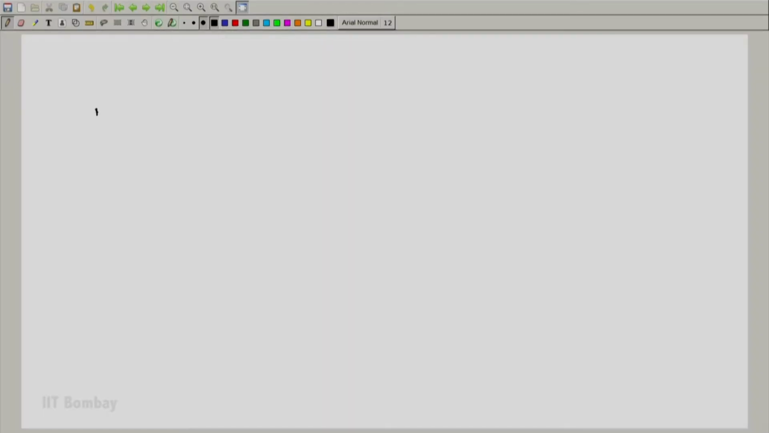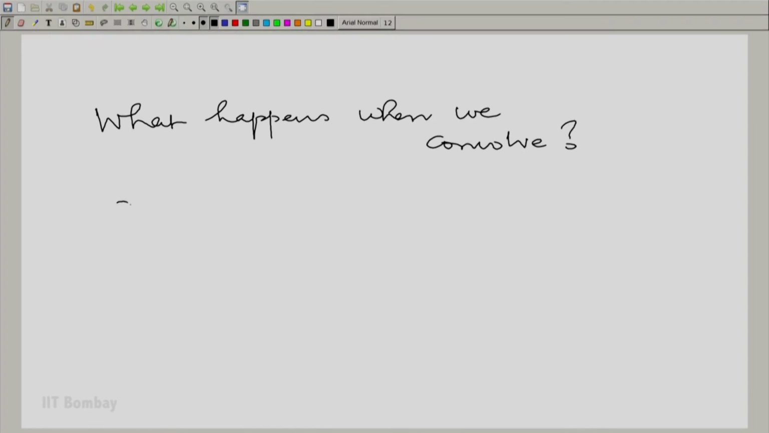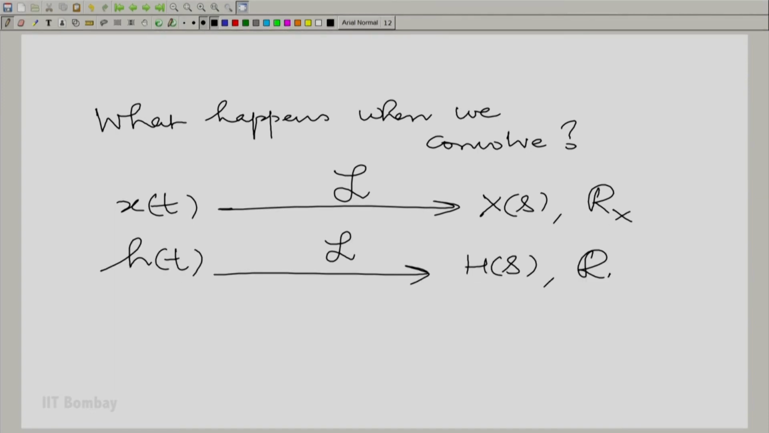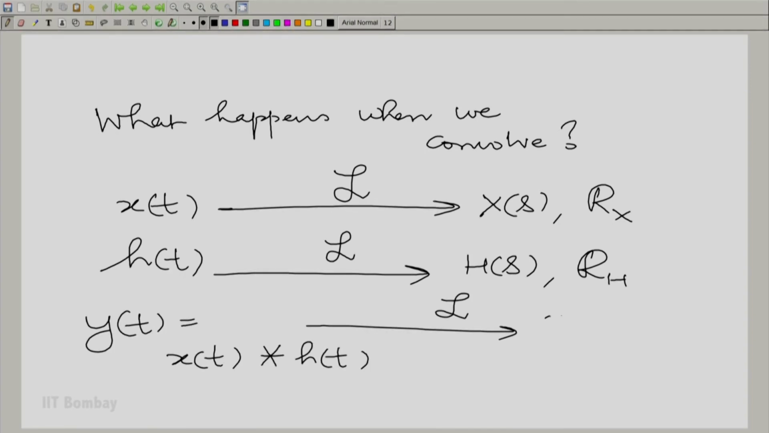Let me explain what we are going to now discuss. We are going to ask what happens when we convolve. That is one of the difficult operations in the natural domain. So, let x of t have the Laplace transform. First, let us take the continuous independent variable. Let x of t have the Laplace transform capital X of s with a region of convergence script R subscript X, and similarly h of t. Let y of t be the convolution of the two. We ask what is its Laplace transform and what is the region of convergence.